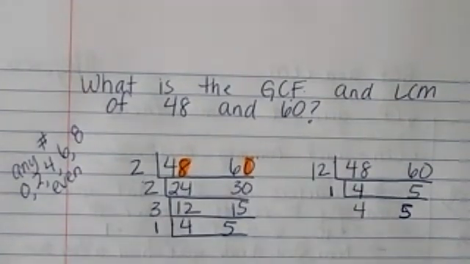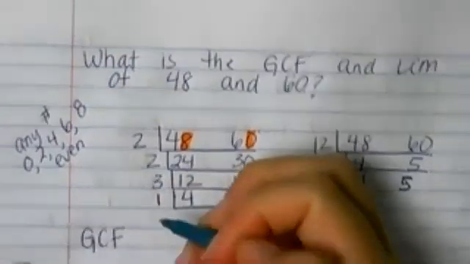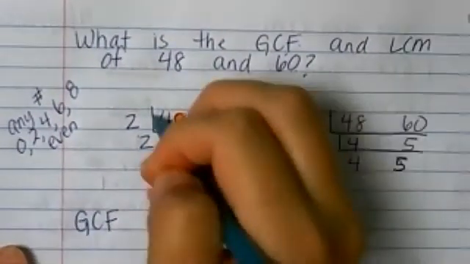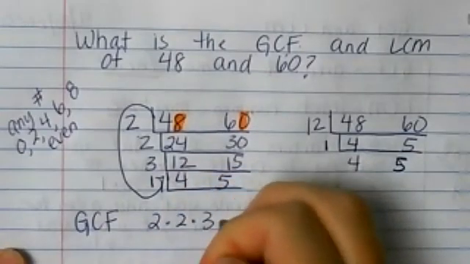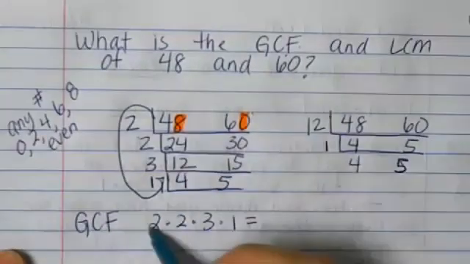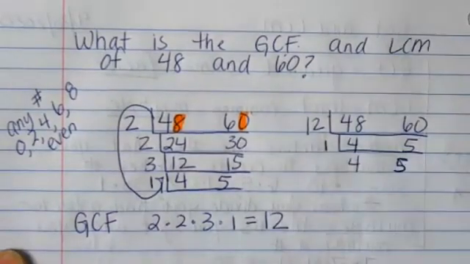So let's find our GCF. Remember in the previous example, I said for the GCF, multiply everything on the outside. 2 times 2 times 3 times 1. 2 times 4 times 3 is 12. So your GCF is 12.